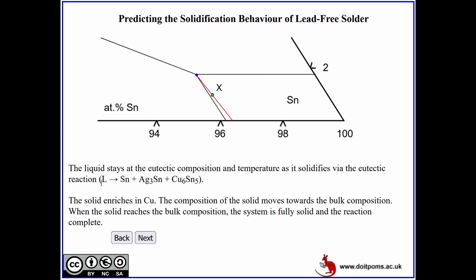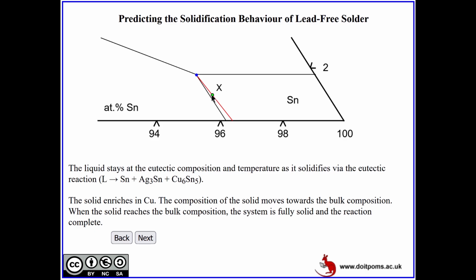Next, the liquid stays at the eutectic composition, and it solidifies via the eutectic reaction. So the liquid is going to give three solids. That's the ternary eutectic point. So what happened to the solid composition now? It has come here. The solid also now is getting enriched in copper, because a copper-rich phase is now added to the solid. The composition of the solid moves towards the bulk composition. When the solid reaches the bulk composition, the system is fully solid and the reaction is complete.